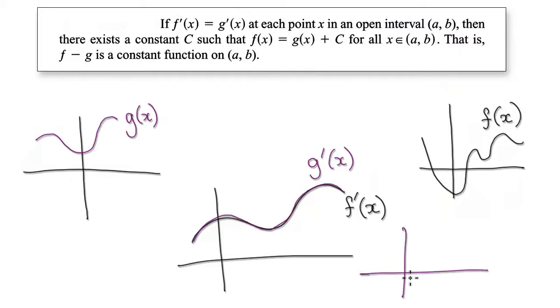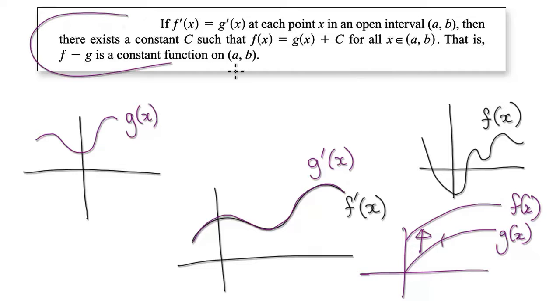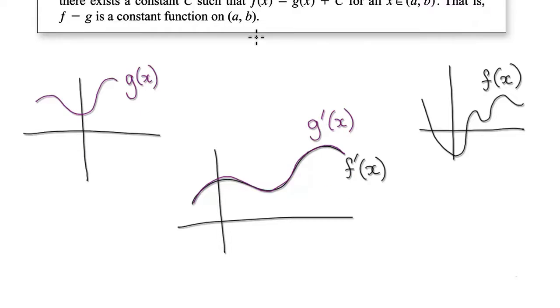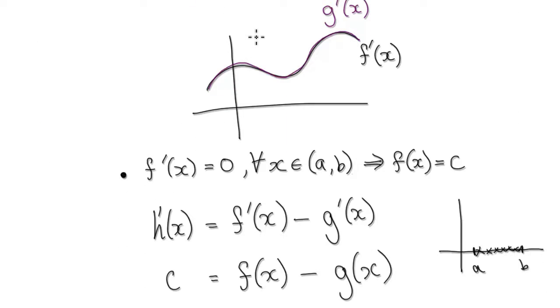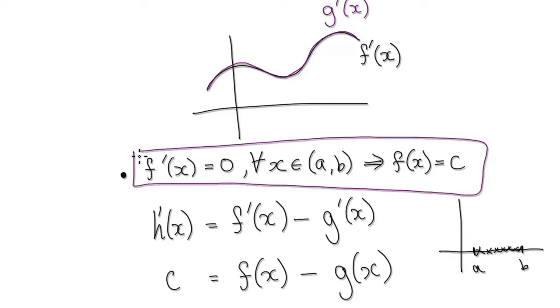So for example, let's just imagine it looks something like this. This must be g of x, this must be f of x. They must be exactly the same but differ by a constant. How do we know that this will always be true? The trick to understanding this is to use what we learned in the previous video, where we need to make use of it in order to understand why that's the case.